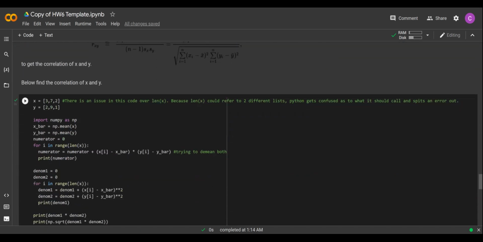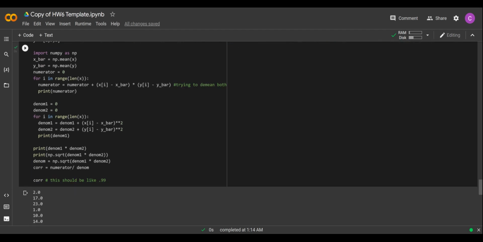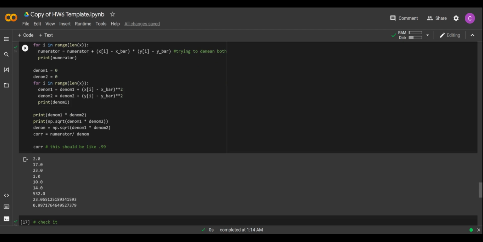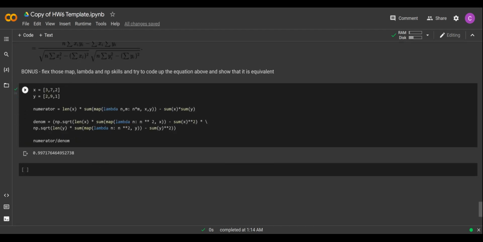Coming down here to the correlation function. So your numerator is basically the series every number in X minus its mean times every number in Y minus its mean. And then the denominator is made up of 2 series. Every number in X minus X mean squared, same for the Y list. Once you have those 2 numbers, multiply them together and square root them, that's the denominator. Put the numerator over the denominator, and you have the correlation value down here. Lambda function does the same thing.